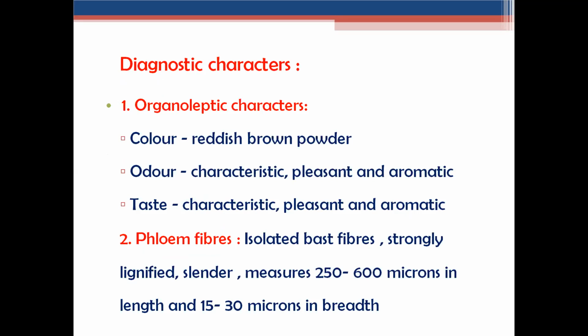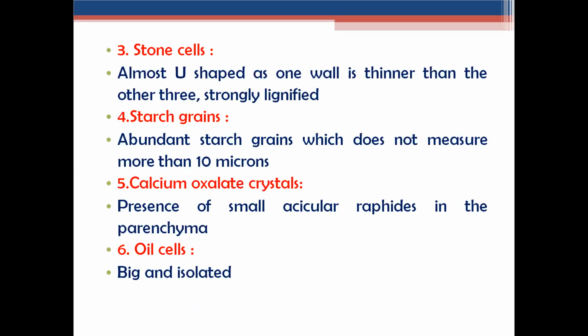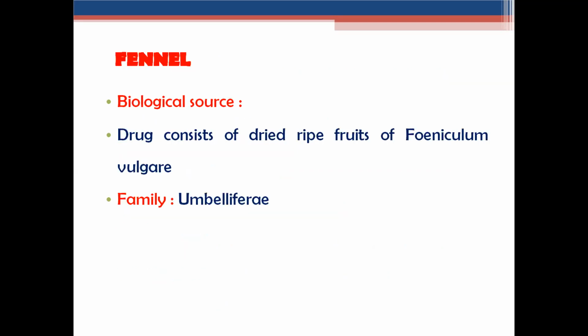Phloem fiber: they have isolated bast fibers, strongly lignified. Lignin content is there. Stone cells you can see under the microscope, almost U-shaped stone cells. Starch grains are present, with a size of not more than 10 microns, very small starch grains. Calcium oxalate crystals are also present, and oil cells you can also see.